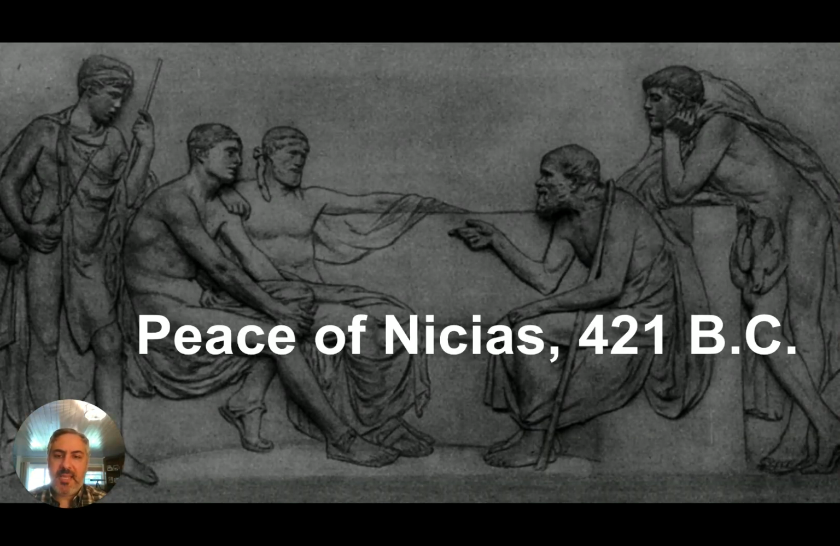So in 421, the Peace of Nicias is established, which is effectively a truce between the two sides. Nicias is the Athenian leader who is an advocate for peace, and because of that advocacy, the peace takes its name from him. And this is intended to bring an end to the fighting, but as we'll see, it only provides a kind of interlude for both sides to lick their wounds and prepare to carry on.